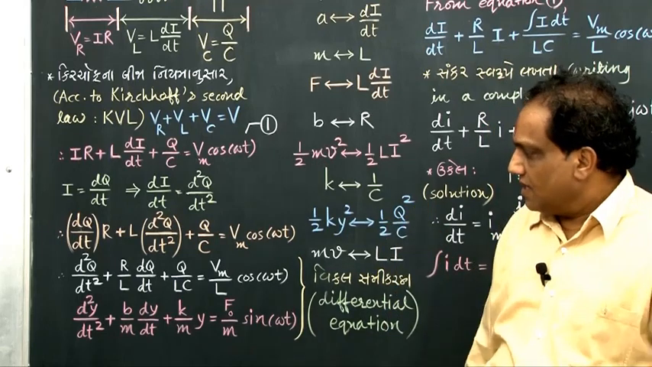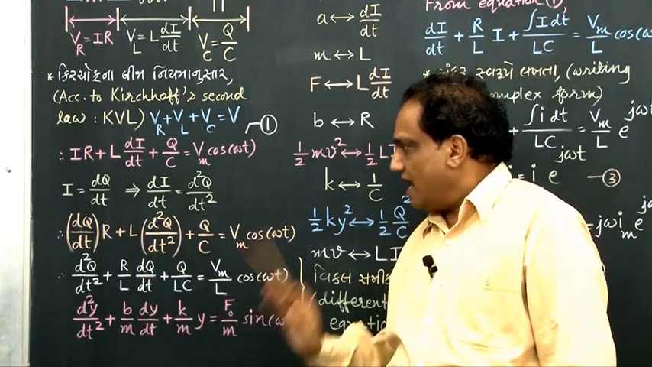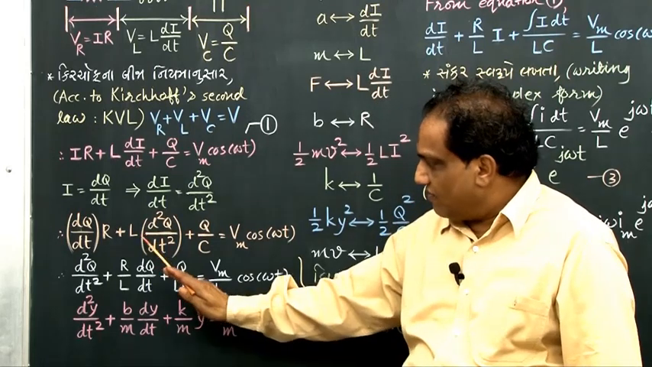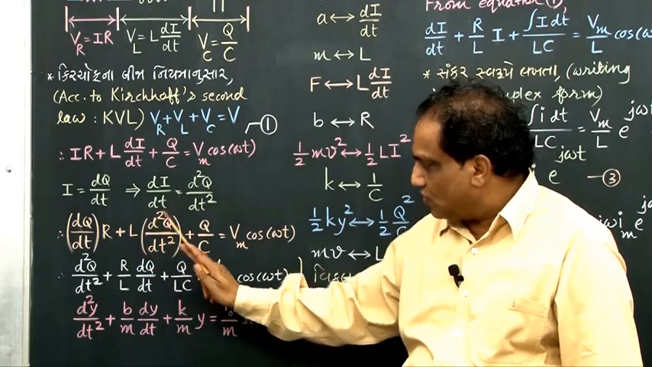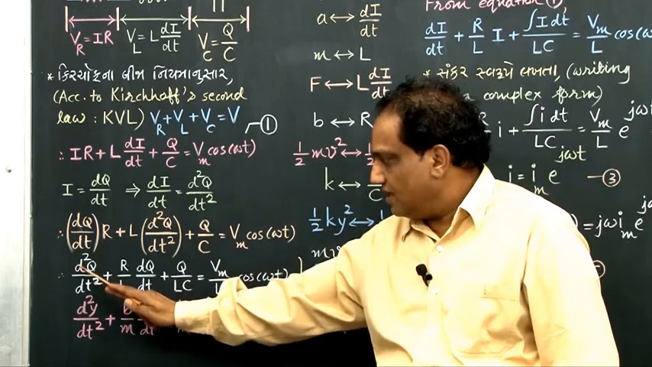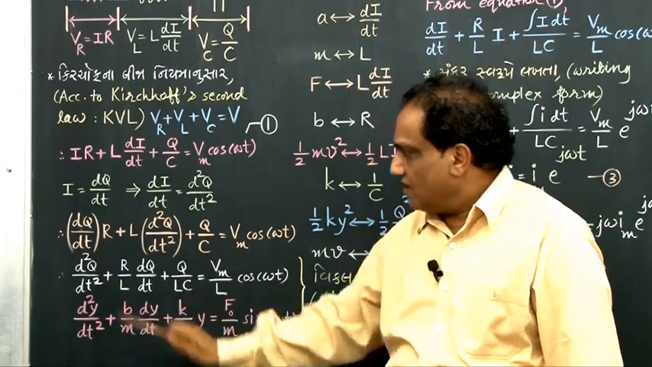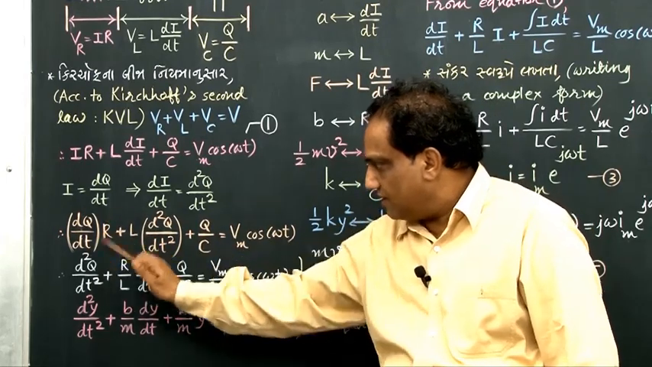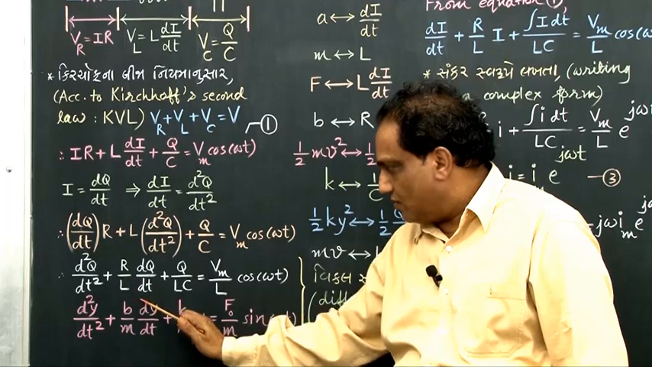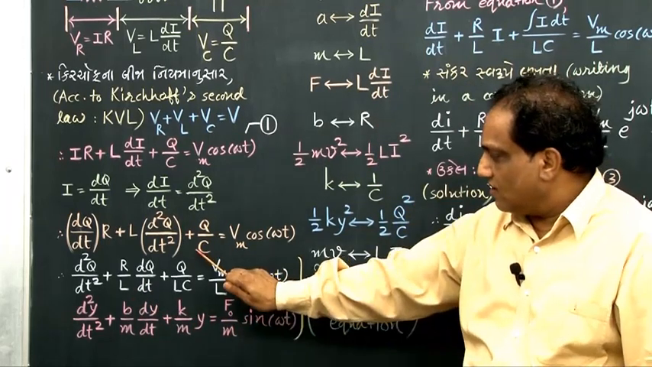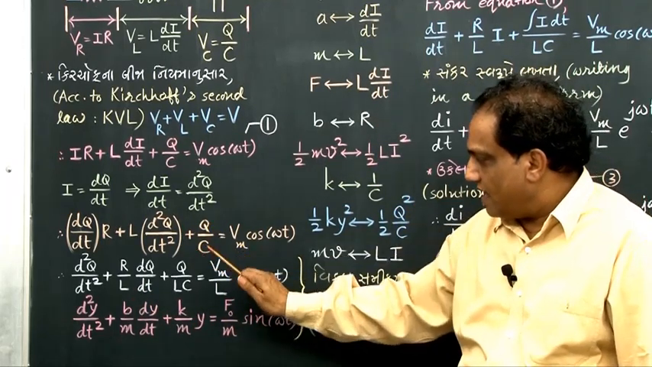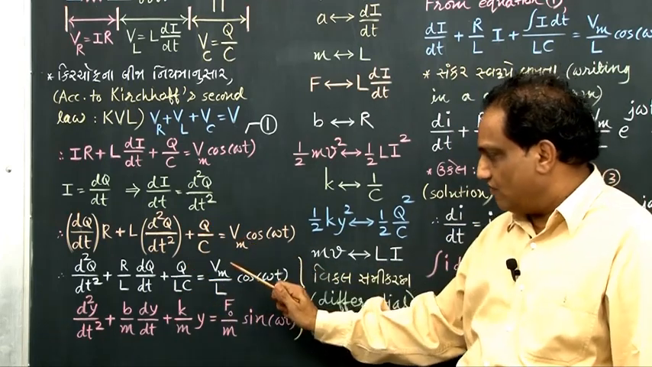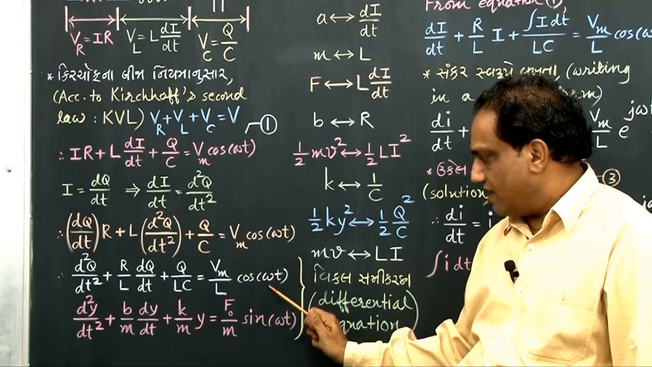Okay, fine. Now just divide every term by L. If you divide by L here, then it is d2q upon dt square. If you divide by L here, then it is R upon L into dq upon dt. Divide by L here also, so it will become q upon LC. Divide by L here also, so Vm upon L into cos of omega t.